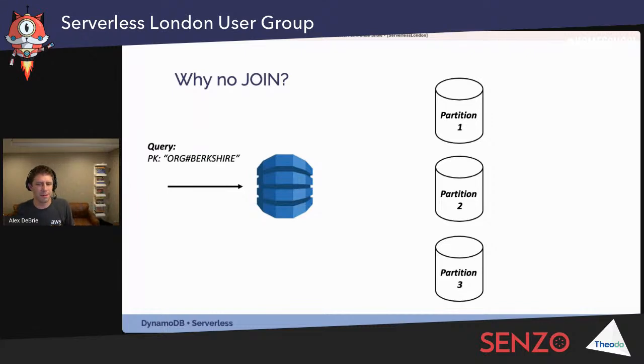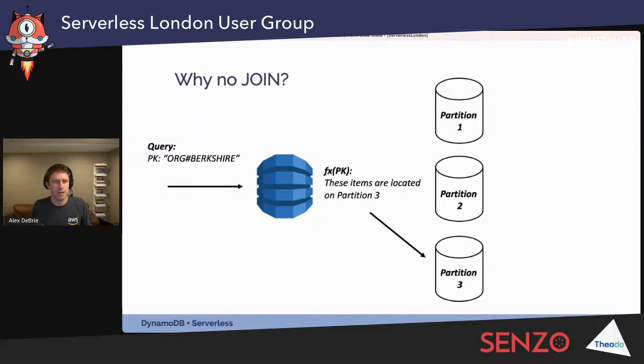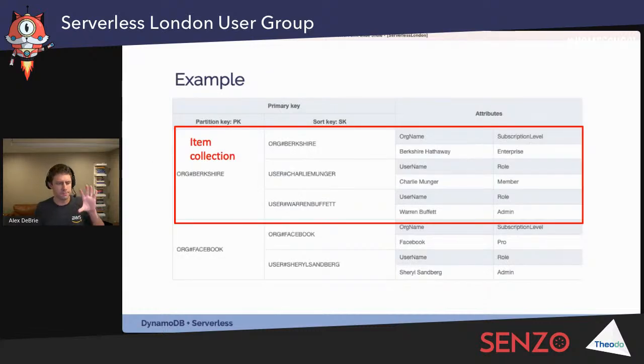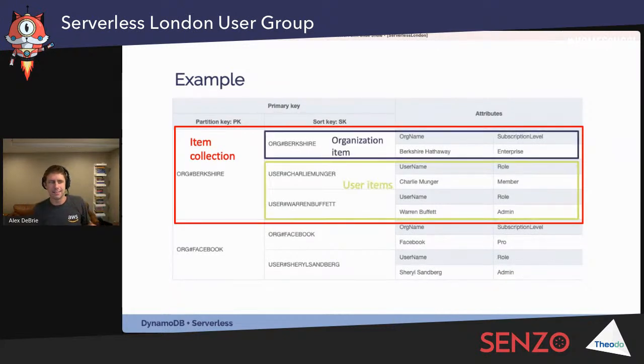So you can run this query operation, which is like a fetch many type operation, and say, hey, if the PK is org hash Berkshire, how can I do that? It's going to say, okay, these items are located on partition 3. I can go get those very quickly. So item collections, an important DynamoDB data modeling concept. One thing you'll note here is I can have different types of entities in the same item collection. So in this item collection, I have the organization entity up top, and then I have the user items below. We'll see in the next section why you might want to do that, some interesting things you can do with that, but you can sort of mix and match these items as you need to.